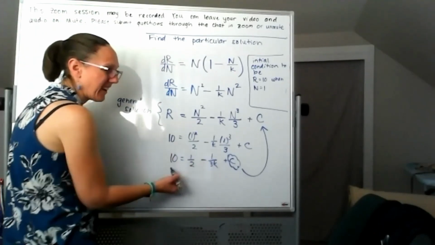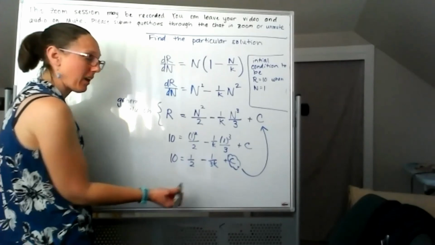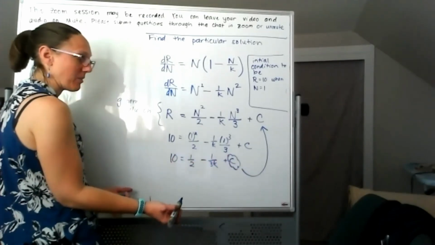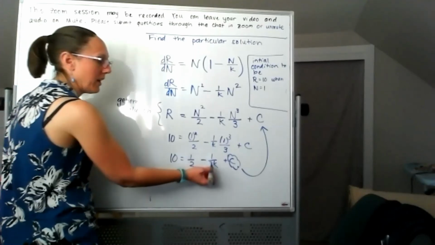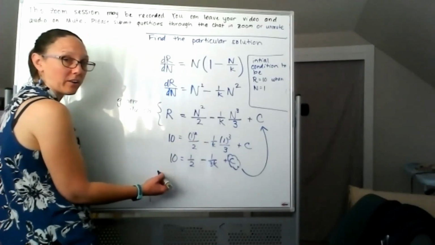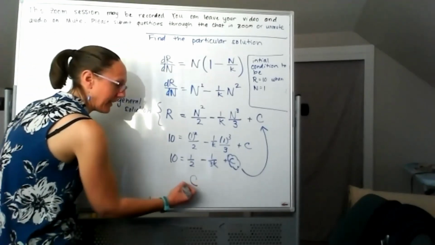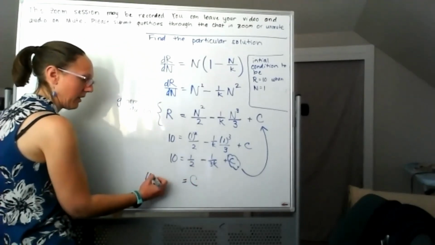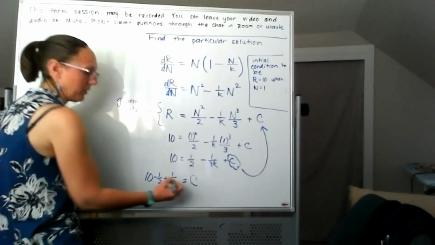So we can decide how much we want to do in terms of the algebra, but we can just rearrange this to make it say C equals, by subtracting the 1/2 over and then adding the 1/3, the 1 over 3k rather. So I would get C is equal to 10 minus 1/2 plus 1 over 3k.